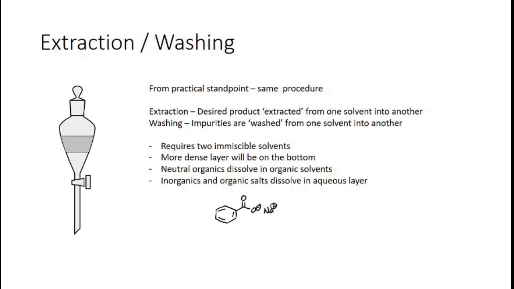The reason you washed with ether was to remove things like the alcohol, the other product of the reaction, but also any unreacted ester that you had. Both of those, the alcohol and the ester, are neutral. They're not salts. They're organic, and so they would have gone in the ether, the organic layer. And the salt remained in the aqueous layer until you acidified it.